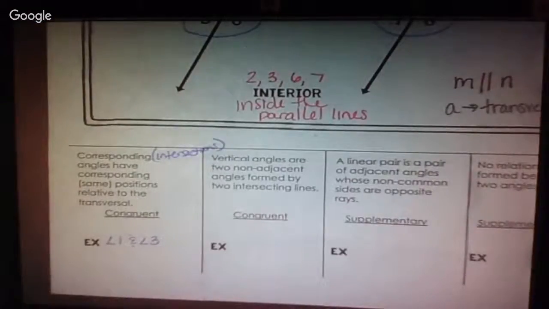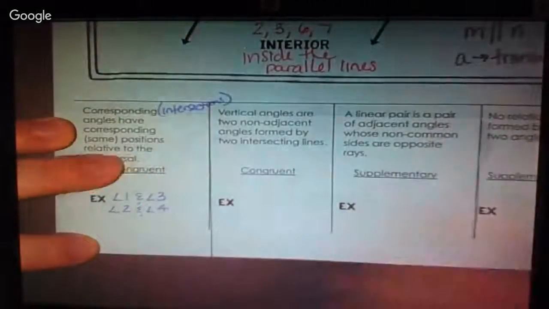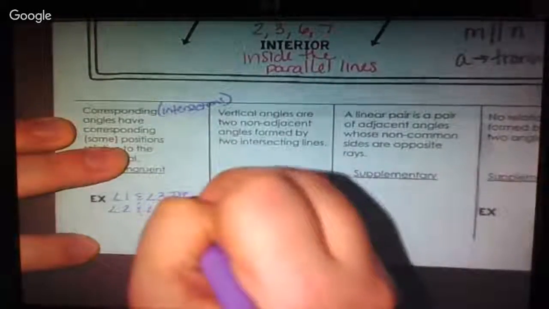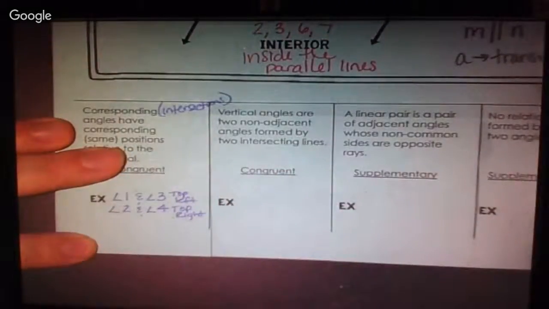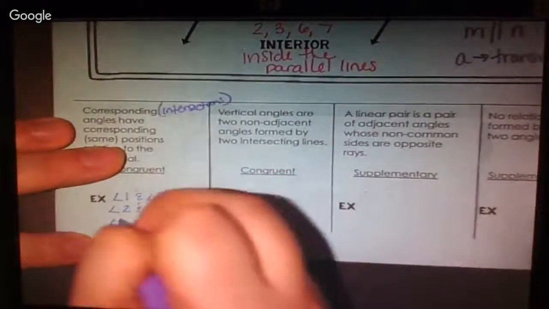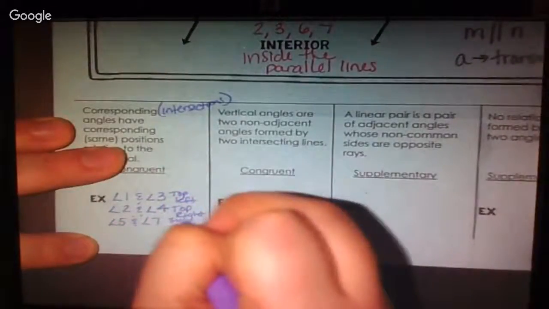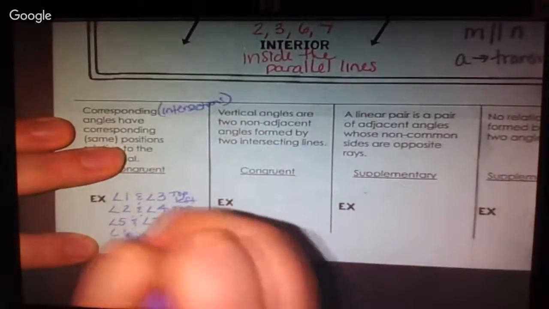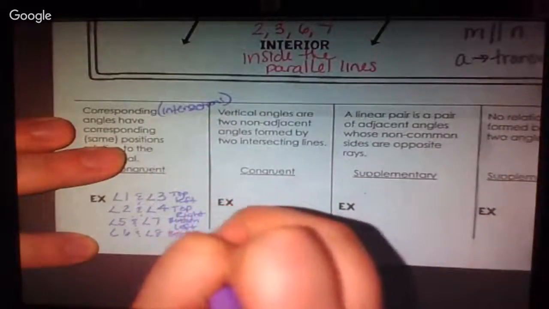Which one corresponds to angle 2? 4. So this is top left. This is top right. Bottom left is going to be angle 5 and angle 7. So this is bottom left. And angle 6 and angle 8 is bottom right.